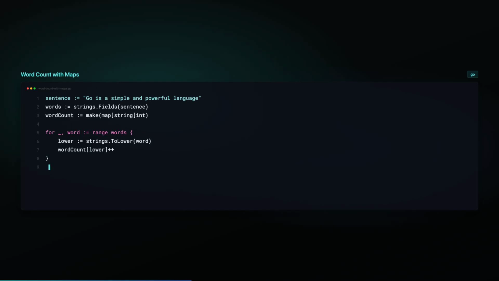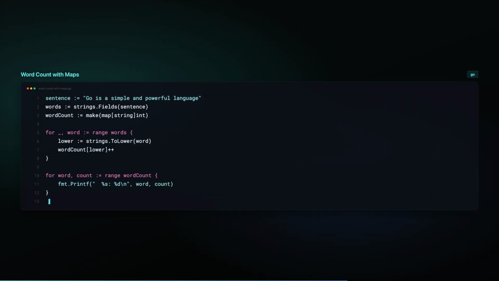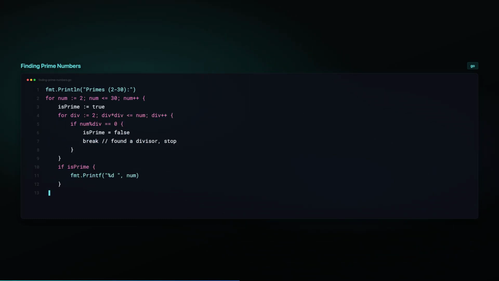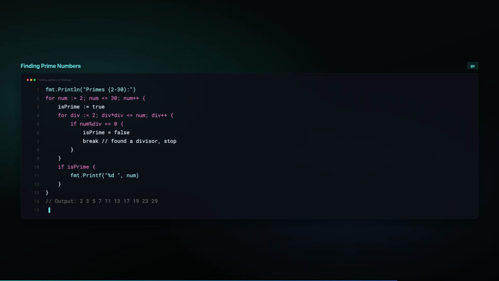Split the sentence into words. Loop through each word and increment its count in the map. Then loop through the map to print results. Finding prime numbers with nested loops. For each number, check if any smaller number divides it evenly. If it does, it is not prime. Use break to exit early once you find a divisor.